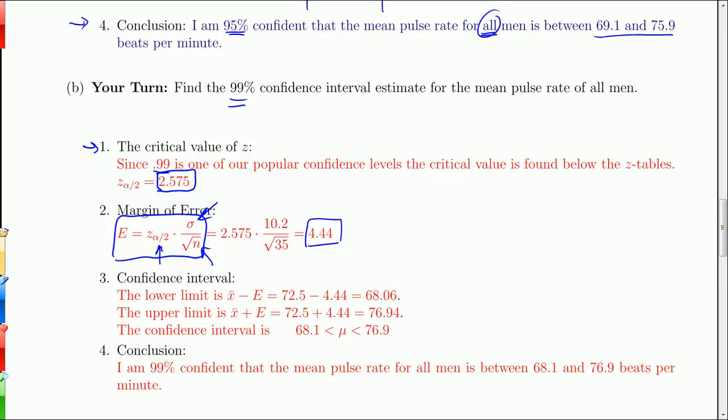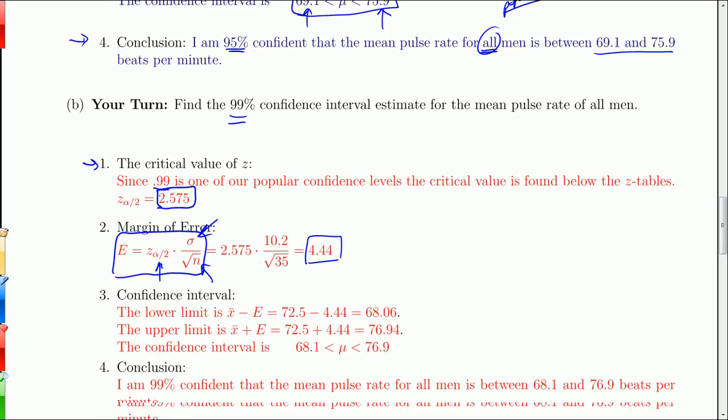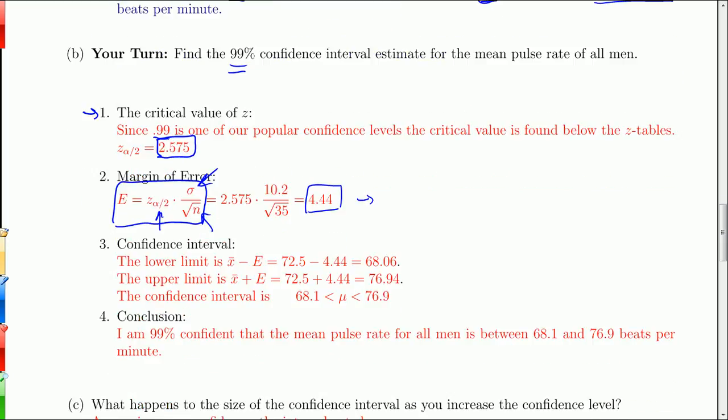And notice our margin of error got bigger. This was at the 95% confidence level. We came up with 3.38 for the margin of error. And at the 99% confidence level, it's 4.44. So our margin of error got bigger.